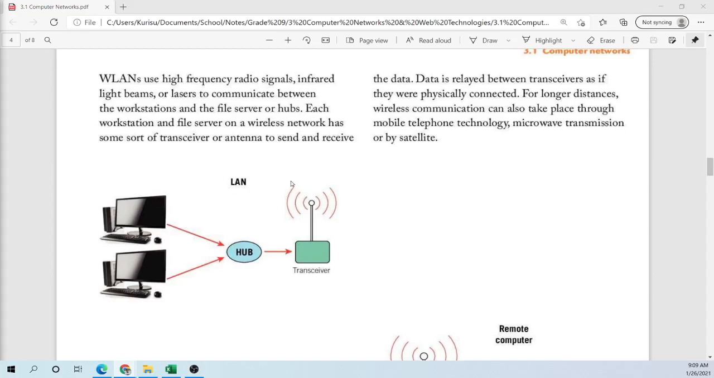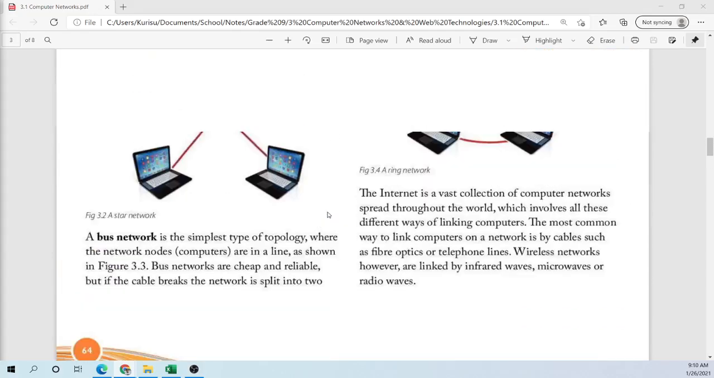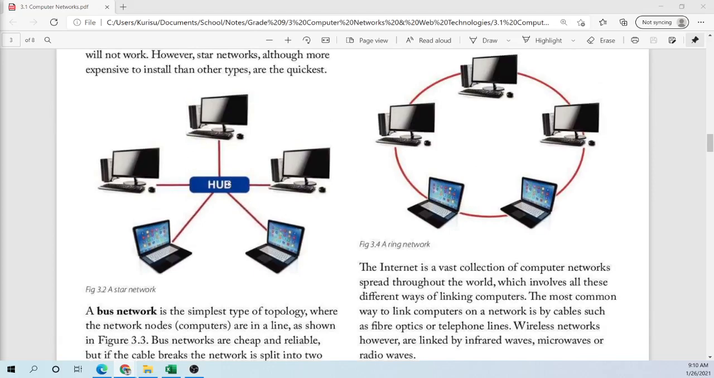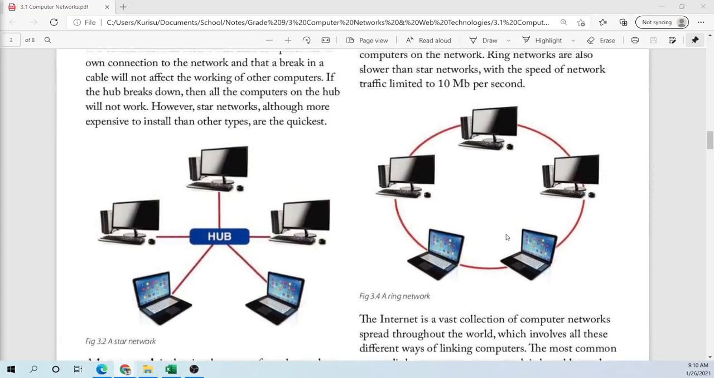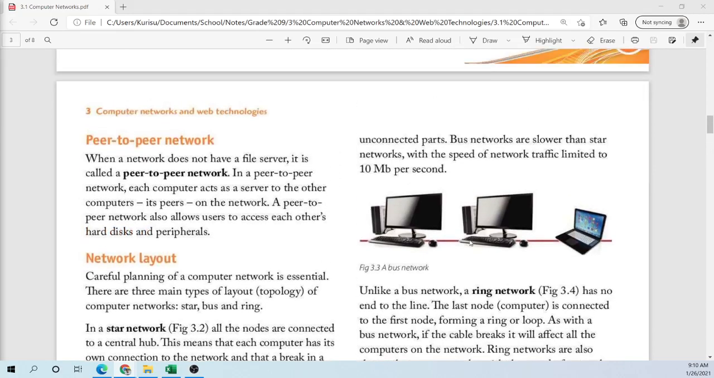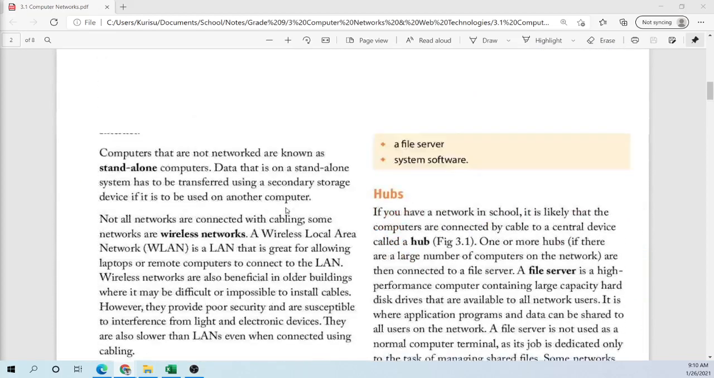We had three network configurations. Anybody remember the shapes? Bus, ring, and star. Very good. Always remember, the network looks exactly like those shapes. The star looks like a star, the ring looks like a ring, and the bus looks like a bus.